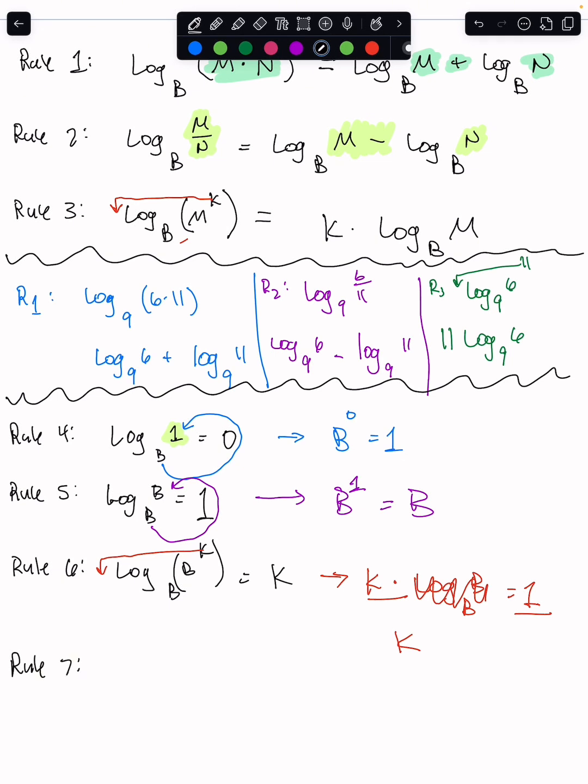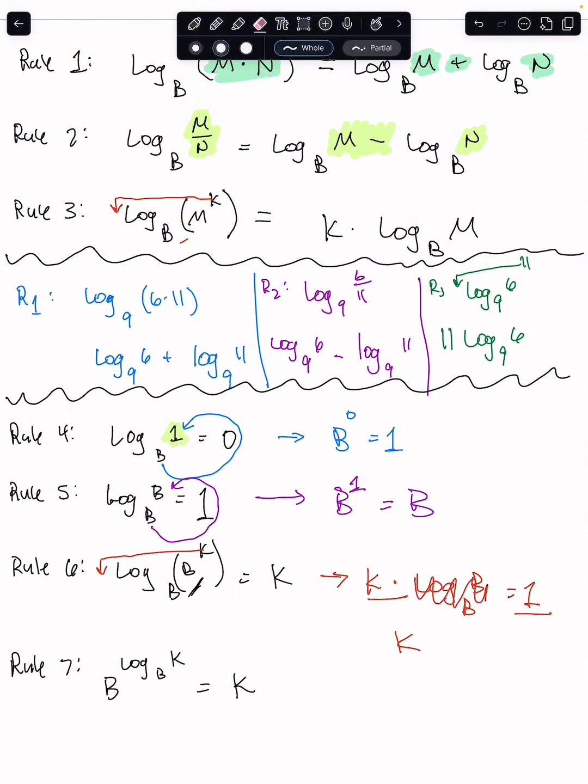Rule 7 is when you have a base and it's raised to the log, that's going to equal just the k. Okay? That's the rule because similar to how these crossed out right here, the same thing happens right there and you just have k. All right. So there's that rule.